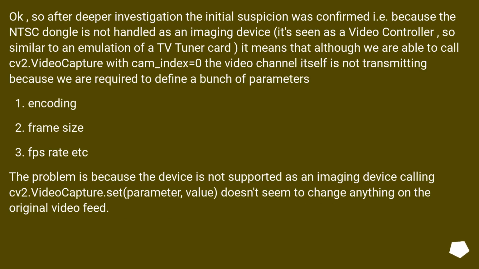Okay, so after deeper investigation, the initial suspicion was confirmed, i.e. the NTSC dongle is not handled as an imaging device. It's seen as a video controller, similar to an emulation of a TV tuner card. It means that although we are able to call cv2.VideoCapture with cam_index=0, the video channel itself is not transmitting because we are required to define a bunch of parameters: encoding, frame size, FPS rate, etc. The problem is that because the device is not supported as an imaging device, calling cv2.VideoCapture.set with parameter values doesn't seem to change anything on the original video feed.